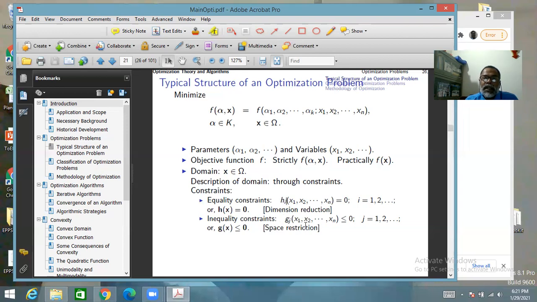So this creates a space restriction. On one side, the domain is there. On the other side, you have infeasible solutions, which are not part of the domain.